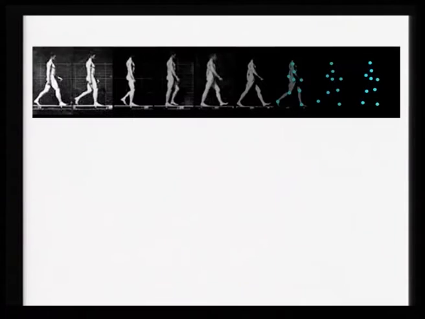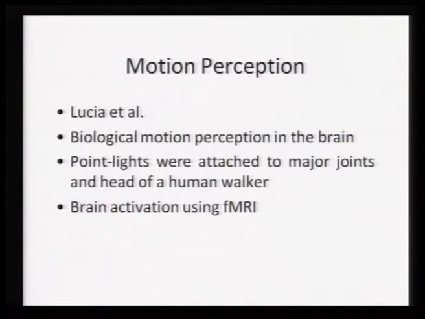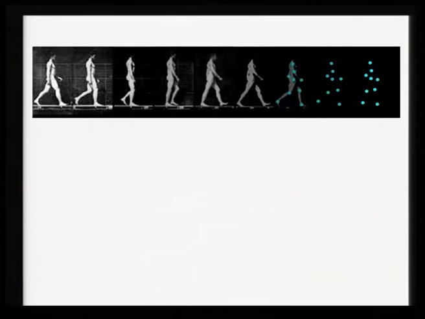Now, here you see you have a human walker, and gradually if you move from the left to the right end of this spectrum, you have what was referred to here as point lights. Okay. So, all the major joints and the head are actually put in the form of point lights here.